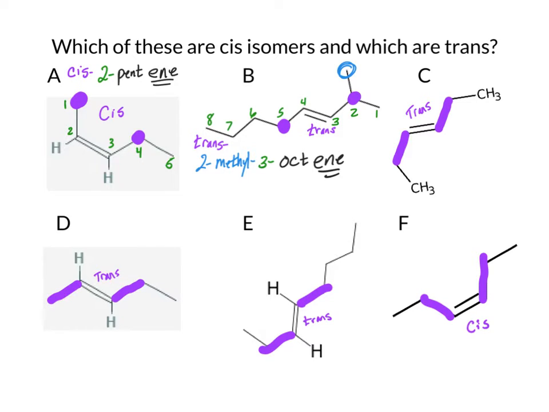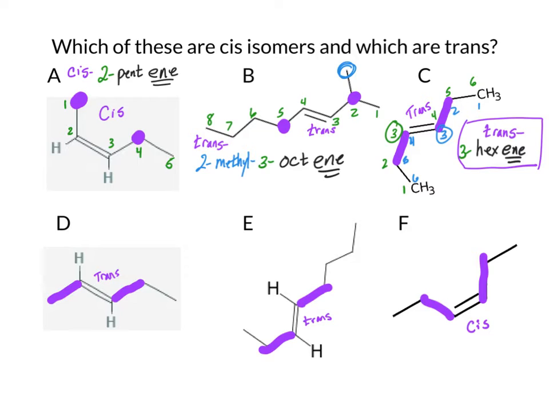All right, let's try letter C, and here we see that we have a double bond, so the ending is ene. There are 6 carbons in the main chain, so it's a hexene. We see that counting in either direction, we get the number 3 for the double bond, so this is a 3-hexene. And this one, when we look at those 2 branches, we see that it's trans, so we'd call this trans 3-hexene.